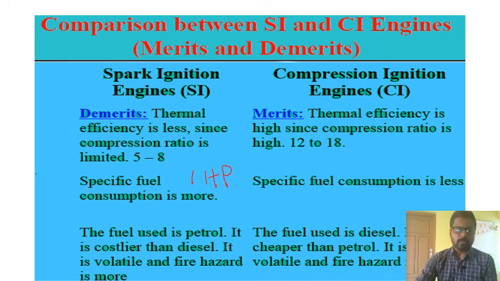The fuel used is petrol, the fuel used is diesel. Petrol is costlier than diesel. It is volatile and the fire hazard is more. So it is a dangerous thing. Okay, the fuel used is diesel, which is cheaper. The fire hazard is much lower.